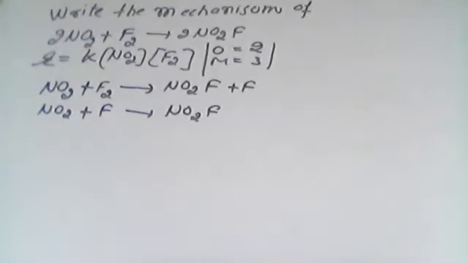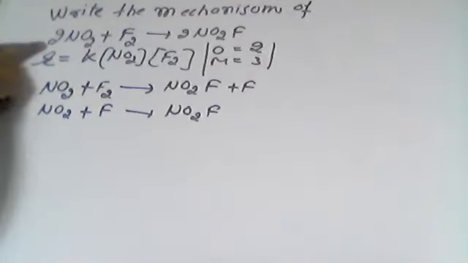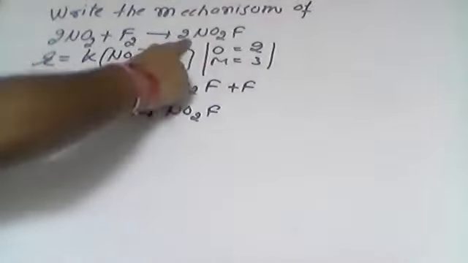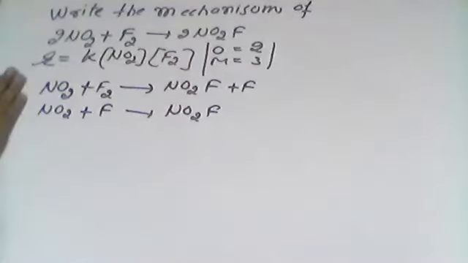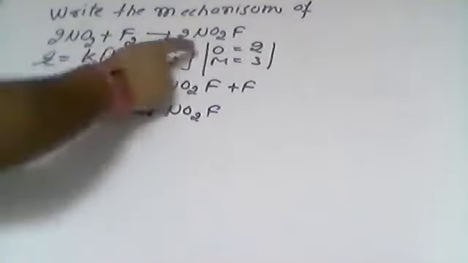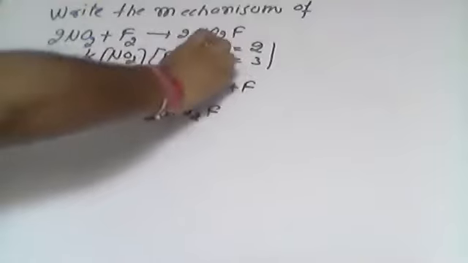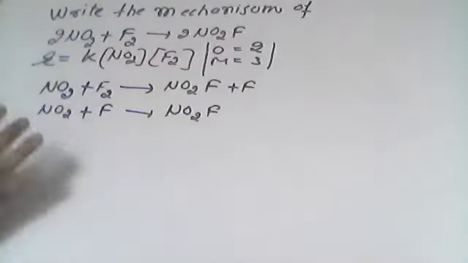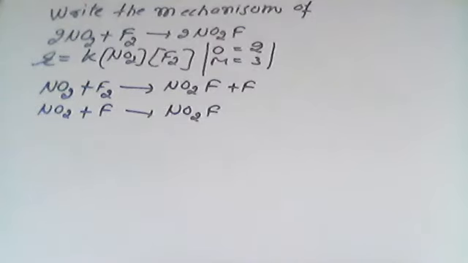Okay. So here we'll come to know how to write down the mechanism of the reaction. This will be given in a question like 2NO2 plus F2 gives 2NO2F, and the rate equation will be given to you. I first check whether it is a simple reaction or a complex reaction. How am I going to check? I've written order and molecularity, because order and molecularity are different, so it's a complex reaction. Because it is a complex reaction, it will take place in more than one step.